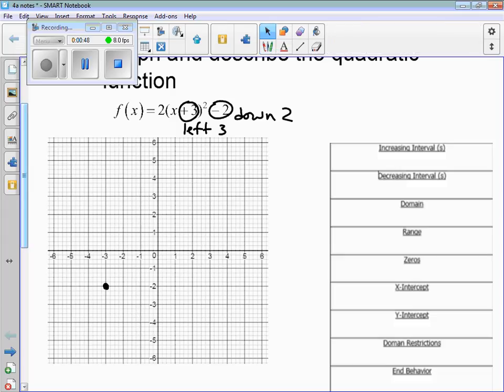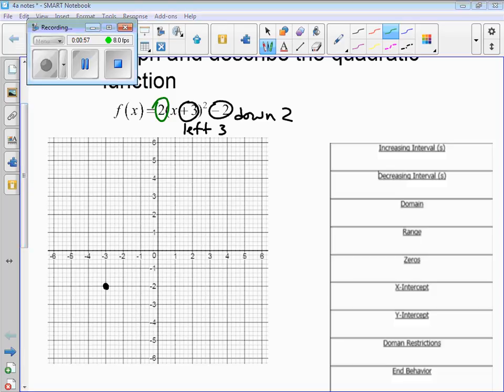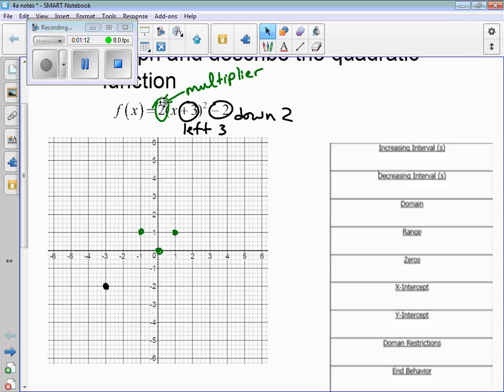Now, if you watched my last video, so we have that 2. This is a multiplier. The quadratic usually starts at 0, 0, with the points 1, 1, and negative 1, 1. By having this 2 on the outside, it would multiply the y value by 2. So it would bring them up here instead of here. They're not going to be there anymore, they're going to be up.